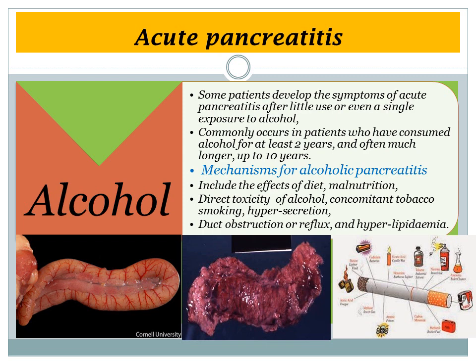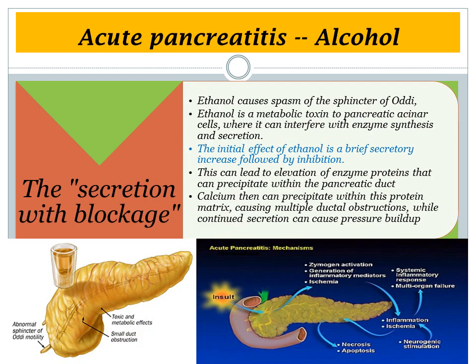Alcohol. Some patients develop the symptoms of acute pancreatitis after even a single exposure to alcohol, but most commonly it comes after the patient takes alcohol for at least 2 years and up to 10 years. The mechanisms for acute alcoholic pancreatitis include the effects of diet, malnutrition, direct toxicity of alcohol, concomitant tobacco smoking, hypersecretion, duct obstruction or reflux, and hyperlipidemia.